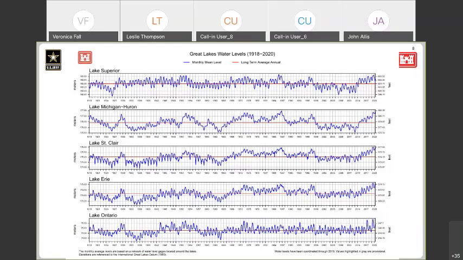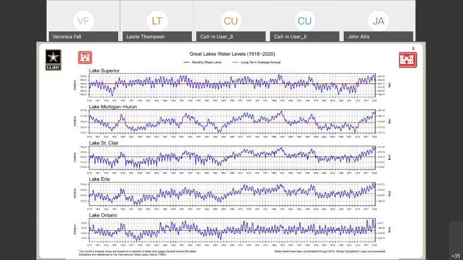And since my WebEx is frozen, it's not going to tell me. Is this the long-term hydrograph slide? Yep. Okay, good. All right, well, I've seen this slide many times. I can talk to it.